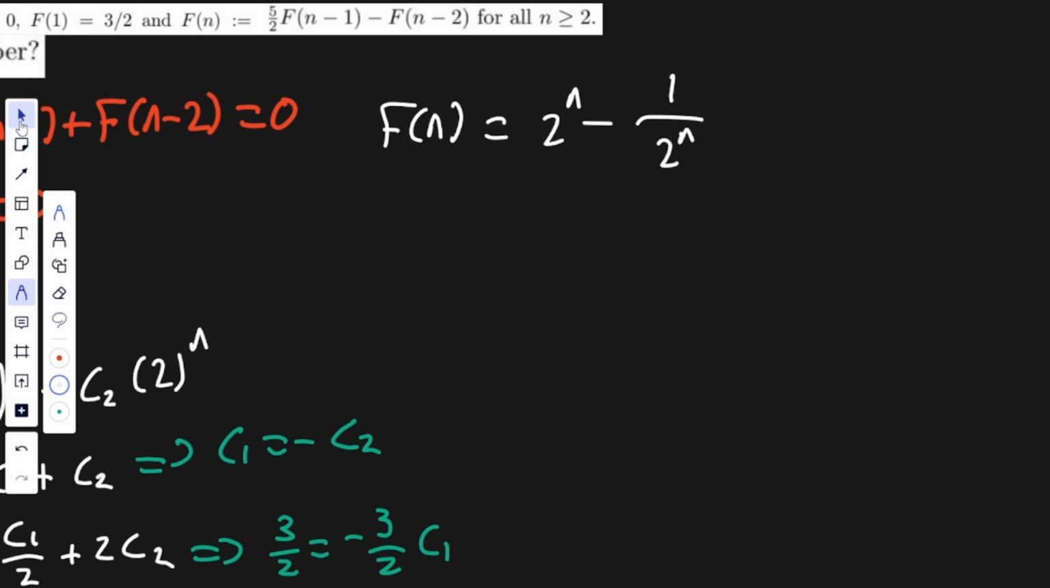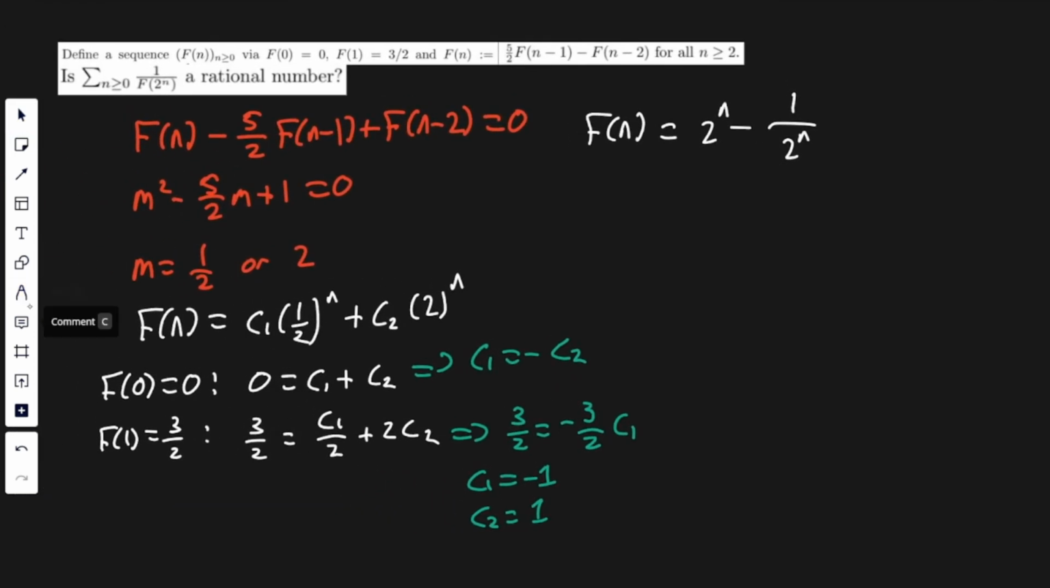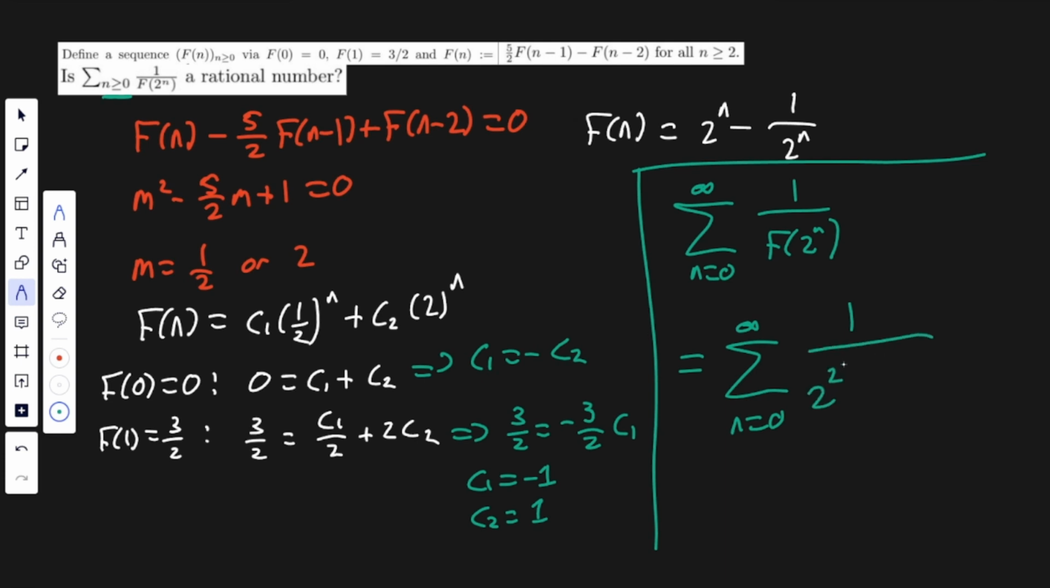Okay, so now that we've got our general term for f of n in terms of n, let's input it into our sum. I'm also going to change this notation because it's quite disgusting. I don't know who decided to put an n greater than 0 here. So we're going to write this as the sum from n equals 0 to infinity of 1 over f of 2^n, sorry, f of 2n. We can then replace this. So we get 1 over 2 to the 2n minus 1 over 2 to the 2n.